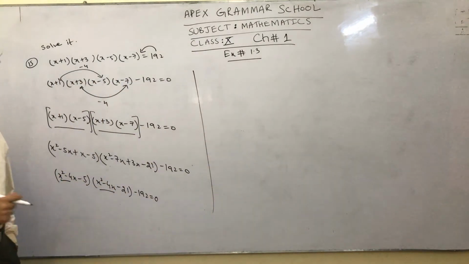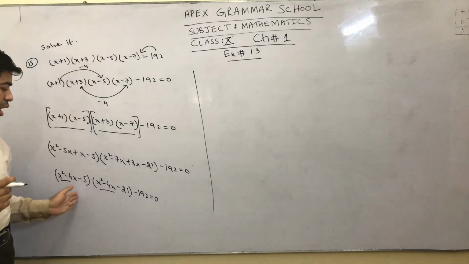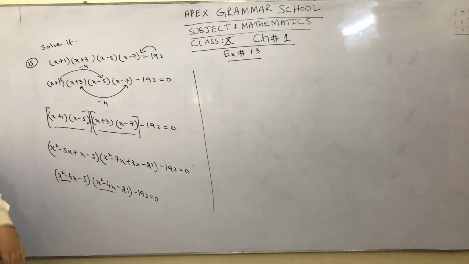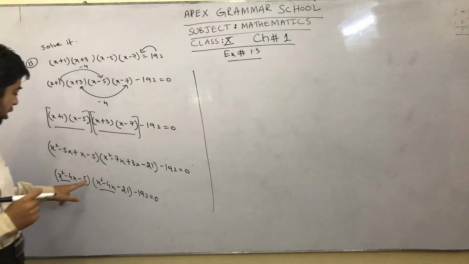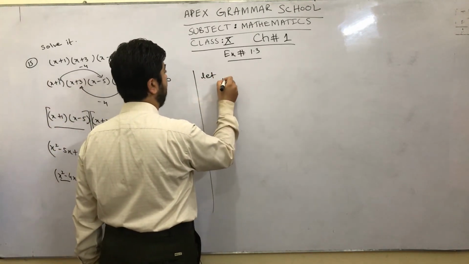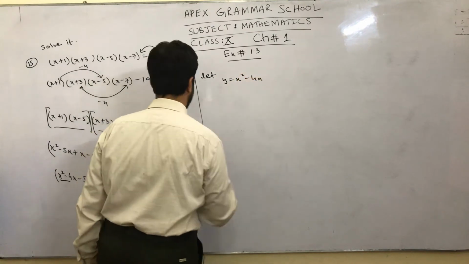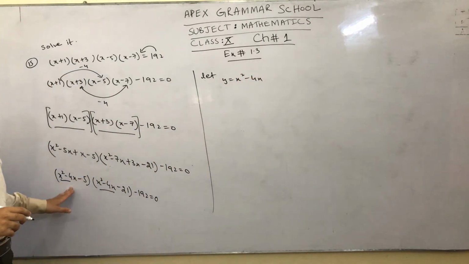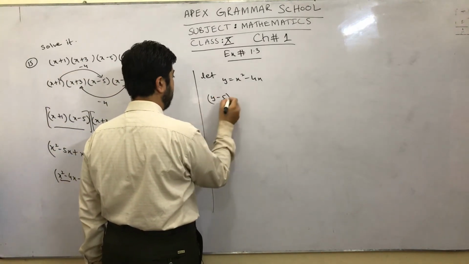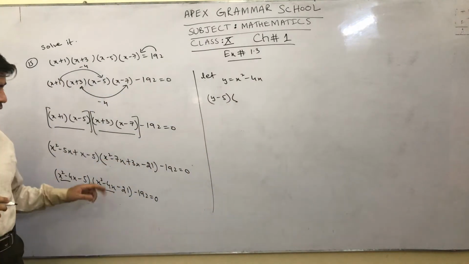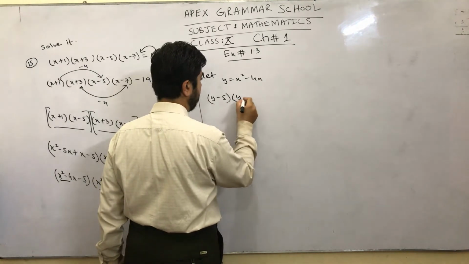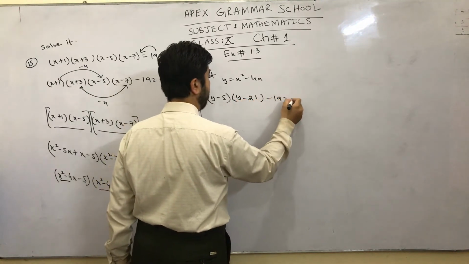This type of question is very big. So how to solve this bigger question? Just like previous questions, you just have to let it be a small variable. This x square minus 4x and this x square minus 4x are very similar, so let y be equal to x square minus 4x. So instead of writing x square minus 4x, you write y minus 5. And then again, instead of x square minus 4x, write y, then minus 21, then minus 192 is equal to 0.